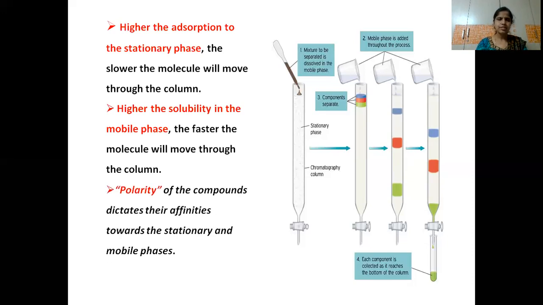So all this depends upon the polarity of the compounds. The polarity of the compounds dictates their affinity towards the stationary and the mobile phases. Based on the polarity of the components present in the mixture, their affinity is decided. Based on their affinity, if a component has more affinity towards the stationary phase, it will move slowly, and if it has more affinity towards the mobile phase, it will move fast.